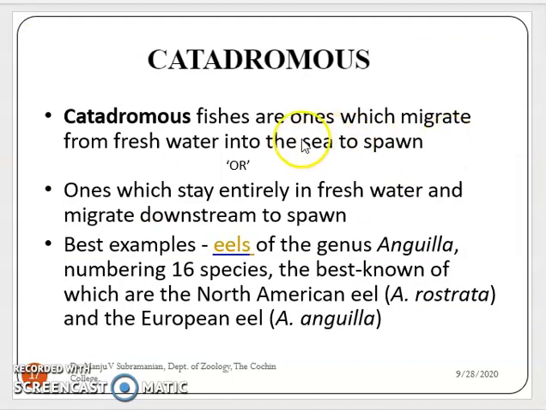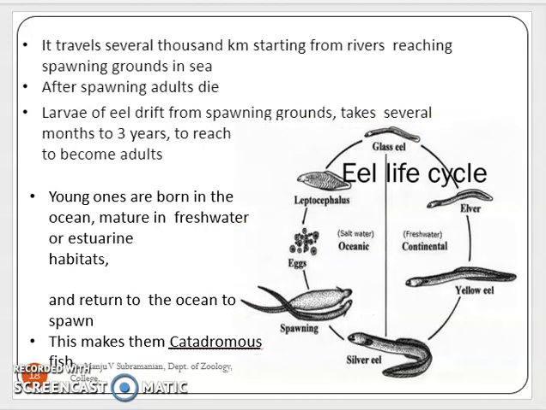Catadromous fishes are the ones which migrate from the freshwater to the sea to spawn. Once they stay their entire life in the freshwater, they migrate downstream to the sea to spawn. The best example is the eel of the genus Anguilla. About 16 species are the best known, the North American eel, European eel, etc.